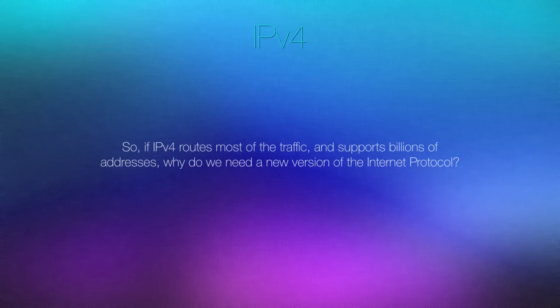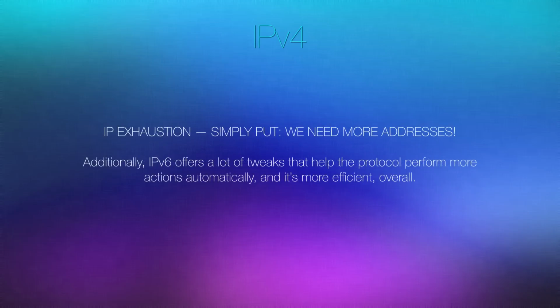So if we have this IPv4 and it routes most of the web's traffic and it supports billions of addresses, I mean, that's a big number. Why do we need a new version of the Internet Protocol? What is the point of this? Are we wasting time? No, we're not at all, really. There's a couple of reasons, and I'll cover a few, but the biggest one is because of IP exhaustion. Simply put, we need more addresses.